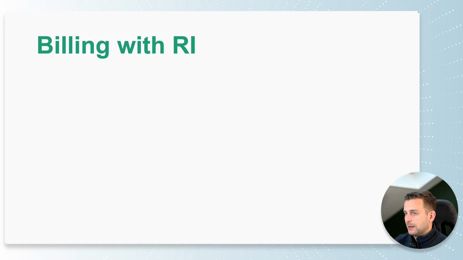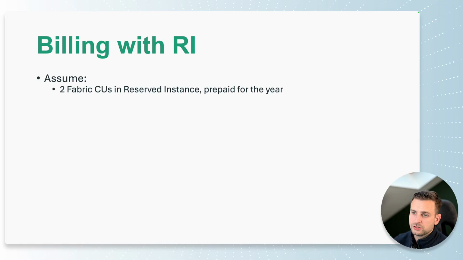Now, a little example. I just touched on the 40% discount and how that is deducted. Let's find out how billing with a reserved instance actually works. So let's assume we have a very small Fabric environment. We have 2 Fabric CUs in our reserved instance and it is prepaid for the year, so we don't have to think about it. Now, there's a few scenarios that I want to go through with you.